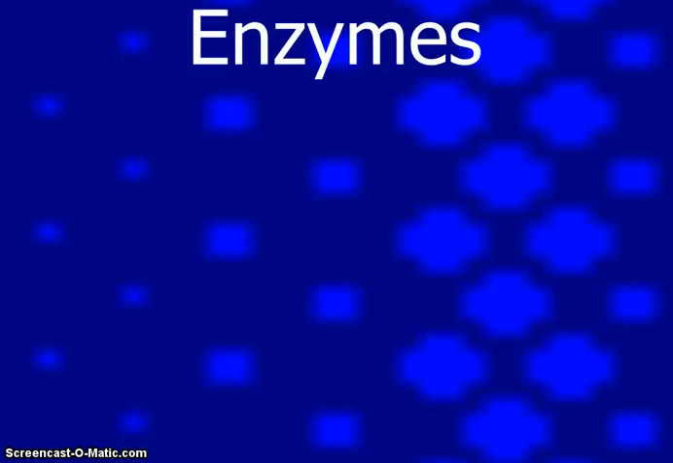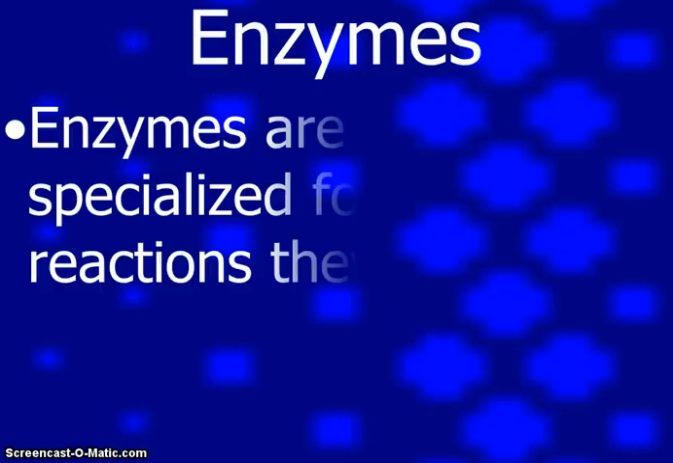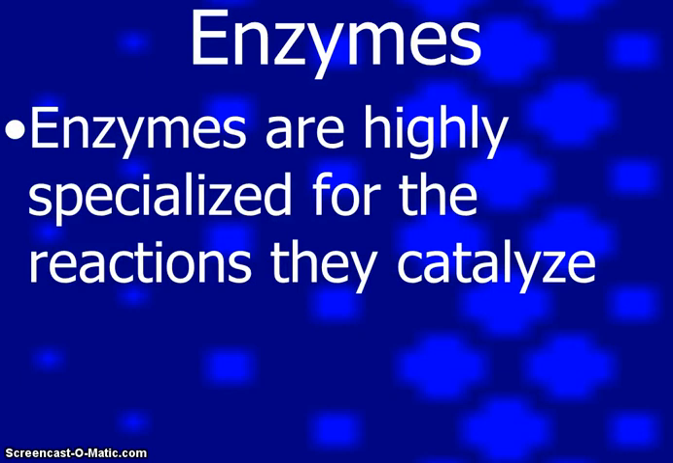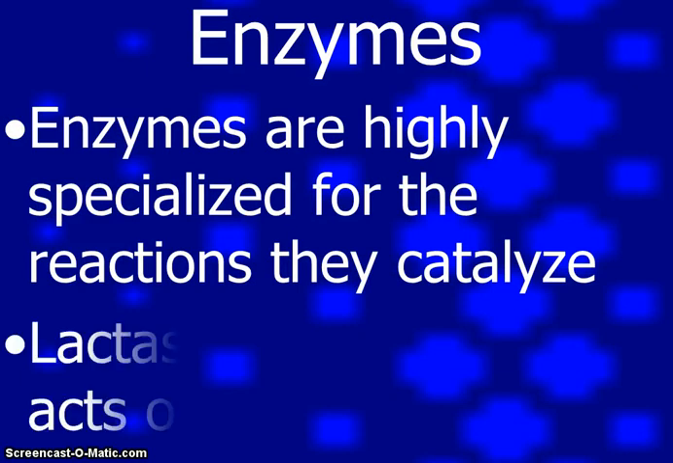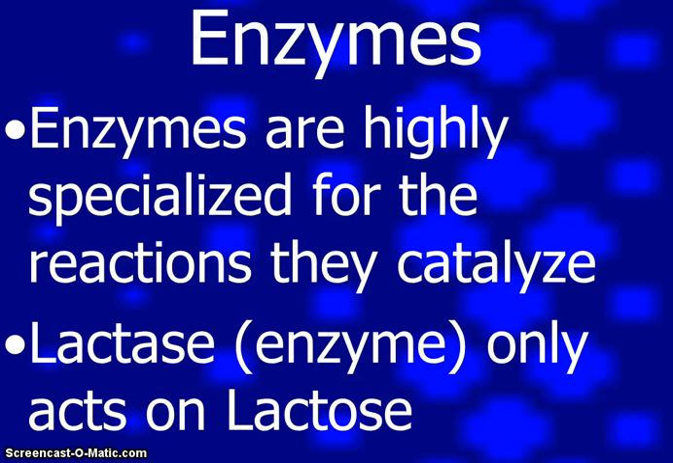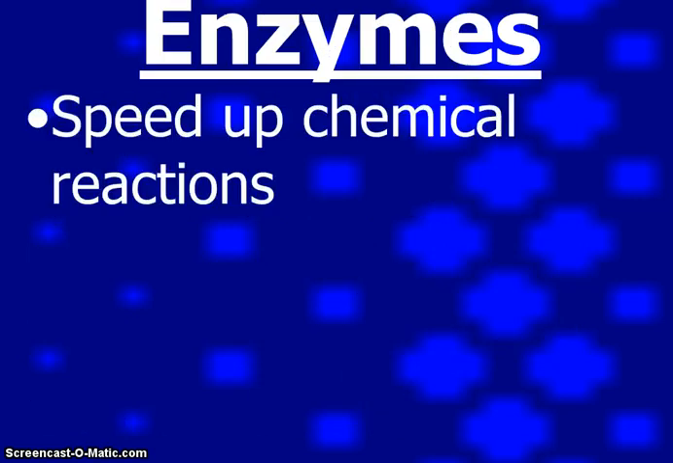Okay, so there are some things that are particular for enzymes. They are highly specific for the reactions that they engage in or catalyze. So for example, there's an enzyme called lactase. Lactase will only break down lactose into glucose and galactose. So it will only break that down. Lactase will not break down maltose. Okay? Enzymes do speed up chemical reactions, okay, because they lower that energy of activation.